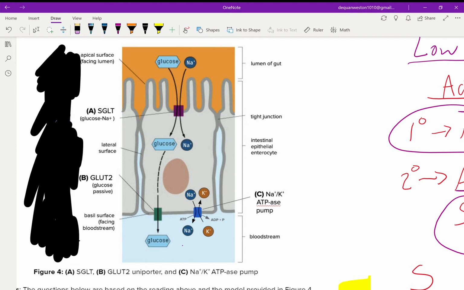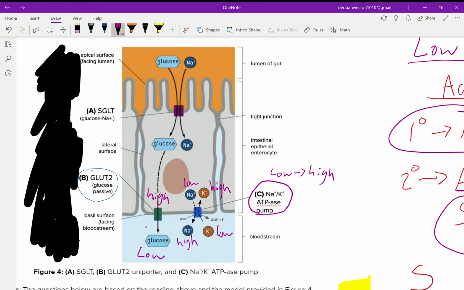Okay, so let's look at our big things that just give it away. So we have passive transportation. Glucose is passively transporting from here to here. So that means this must be low concentration. This must be high. Over here we have a pump, which makes things go from low to high. So Na must be high here, low here. K must be high here, low here.